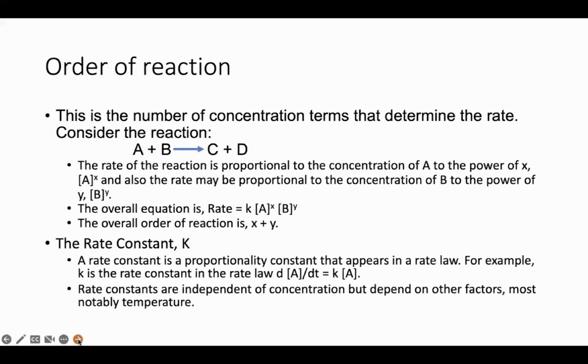Now, order of reaction. When we talk about order, we talk about magnitude, which is a kind of measure of the progress of a reaction. So that's basically what we're going to be discussing today. The order of reaction is the number of concentration terms that determine the rate. They determine the speed at which a reaction is going on, right?